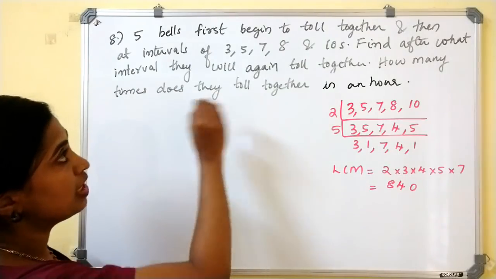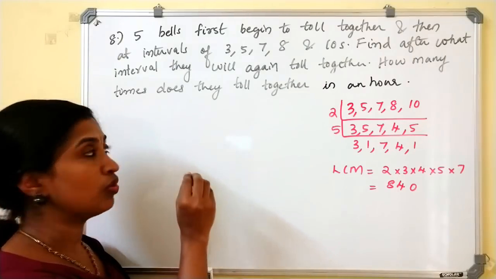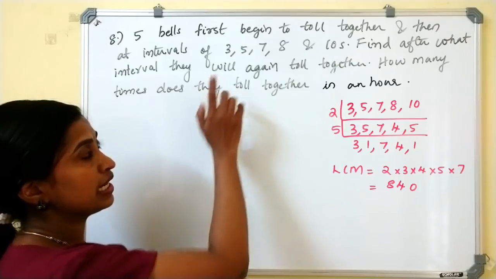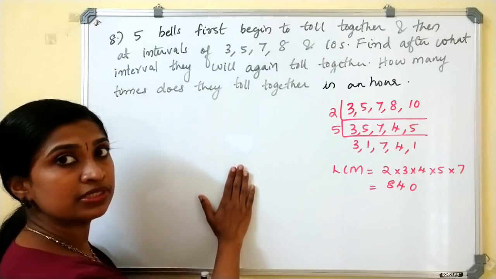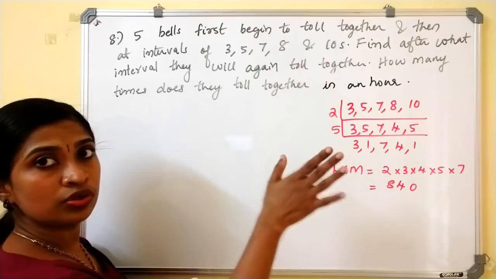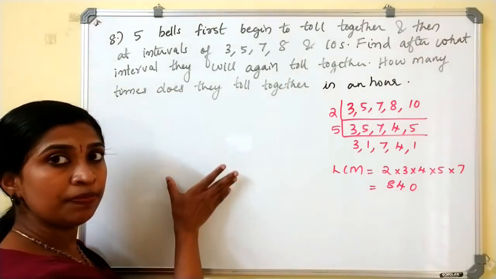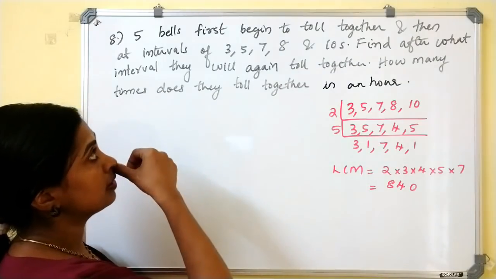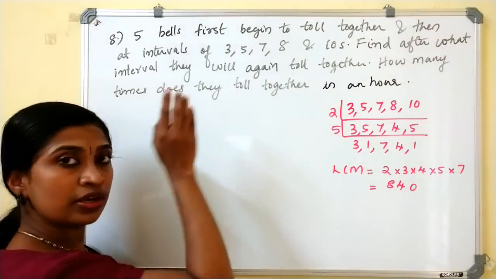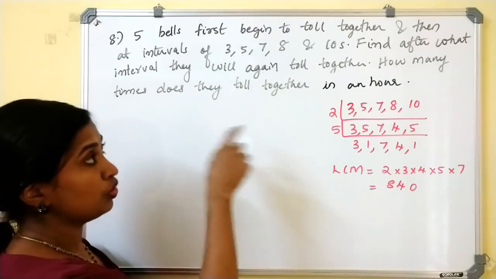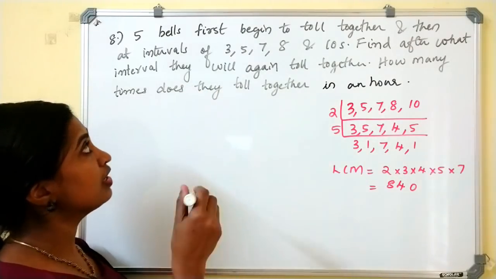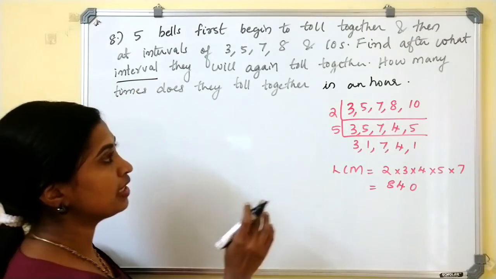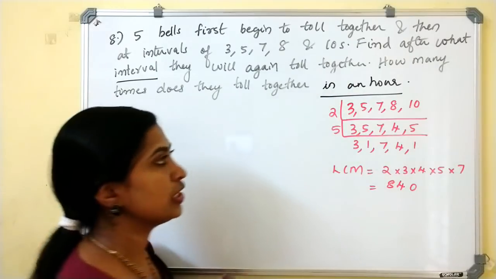First 5 bells are tolling together, then the first bell started tolling after 3 seconds, the second bell after 5 seconds, the third bell 7 seconds, 8, 10 and so on. And after an interval of 10, they all started to toll together. Then again, they started in their respective intervals. So first we are asked to find the time interval after which they toll together. Then the second thing, in an hour, how many times they toll together.